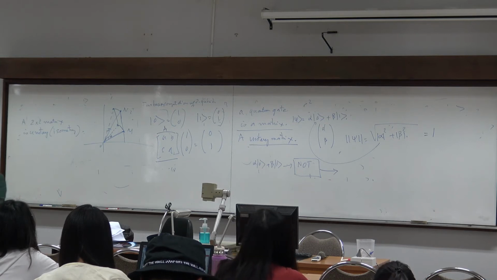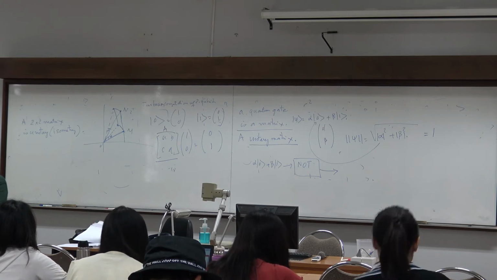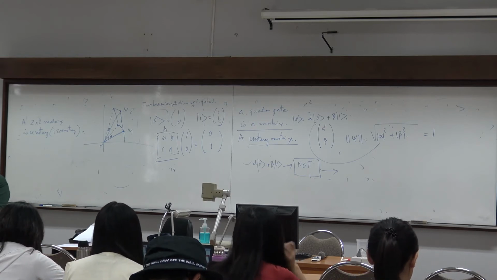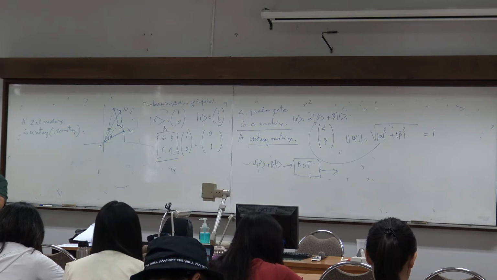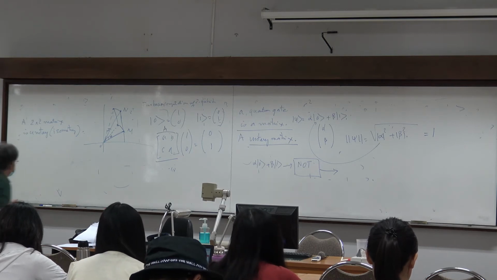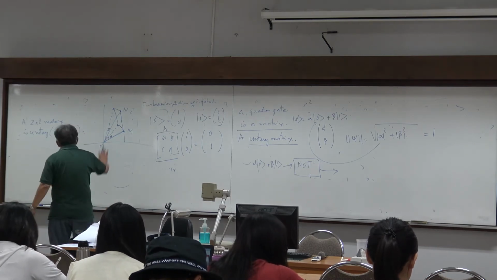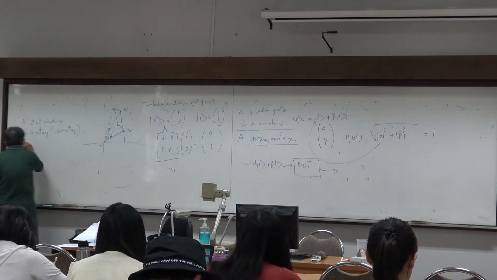Okay? This is from here to here, right? Same from here to here. Okay? The angle is different, but the distance is unchanged. So isometry means preserve. Okay? So definition.